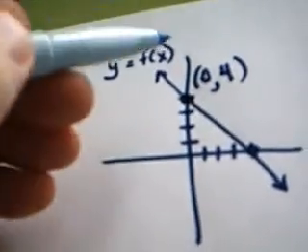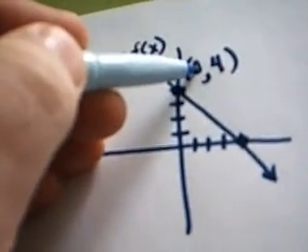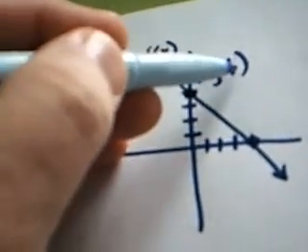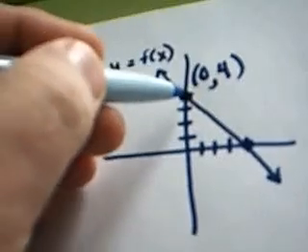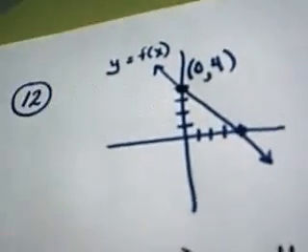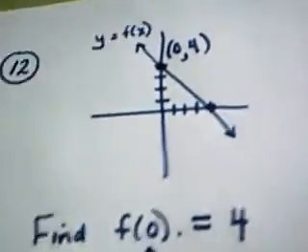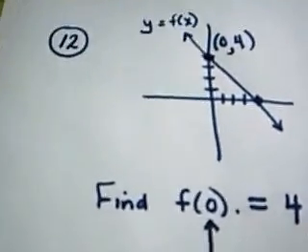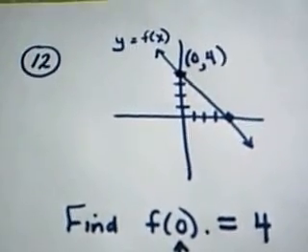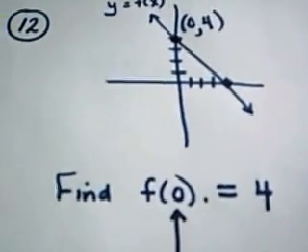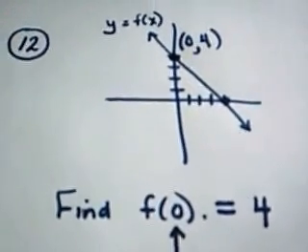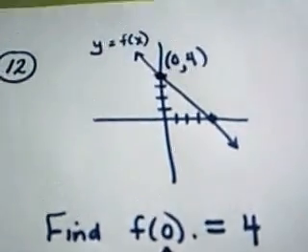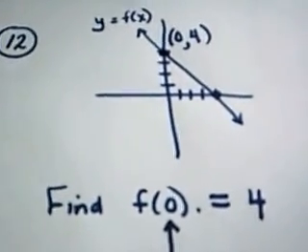F of 0 is equal to 4. And the reason is, when I put 0 into the function, what y value does it pair itself with? 4. And the reason it does is because 0, 4 is a point on the graph. Okay. So basically what you do there is you locate the x value you're starting with. You start your walk on the x-axis, you walk up to the graph you're looking at, and whatever y value you find by walking there is the answer to the question.